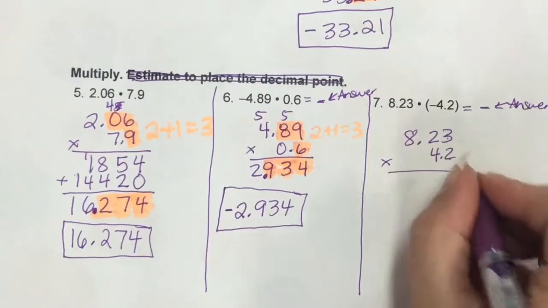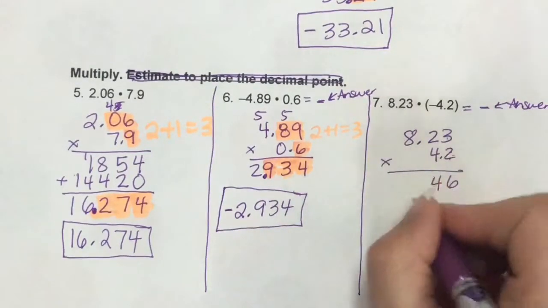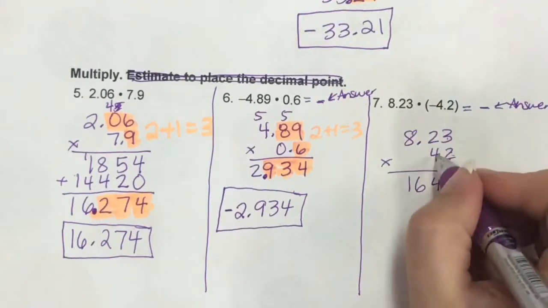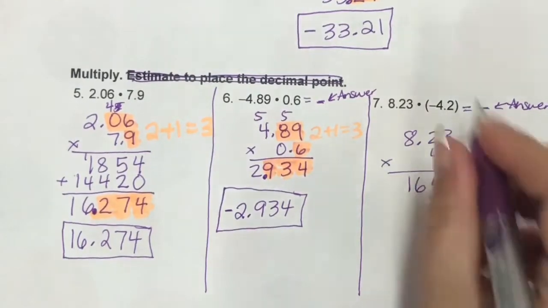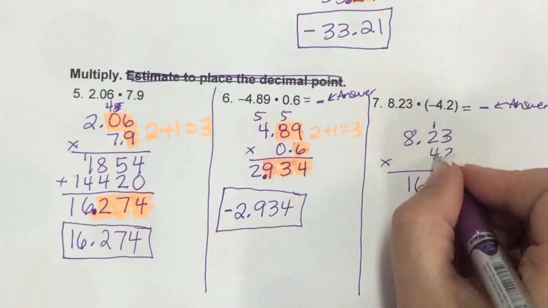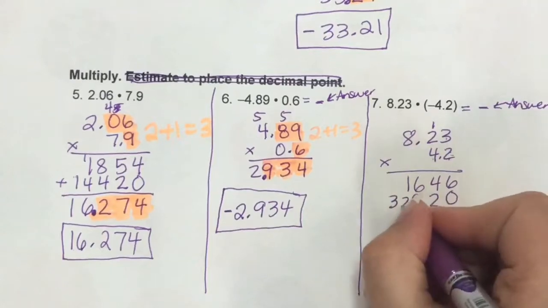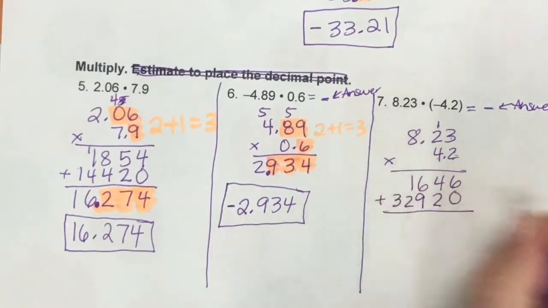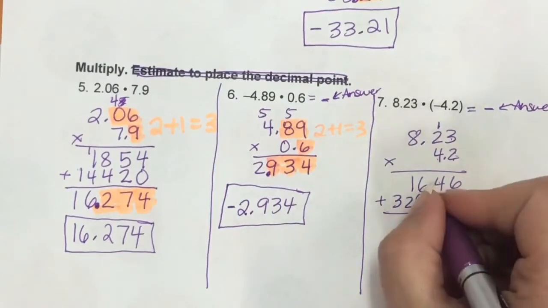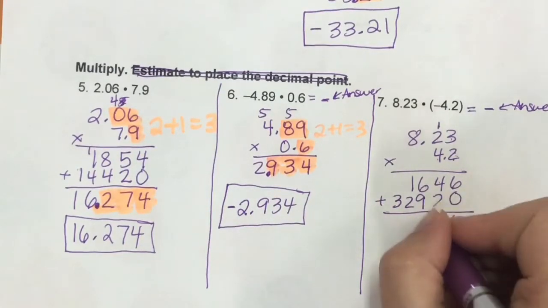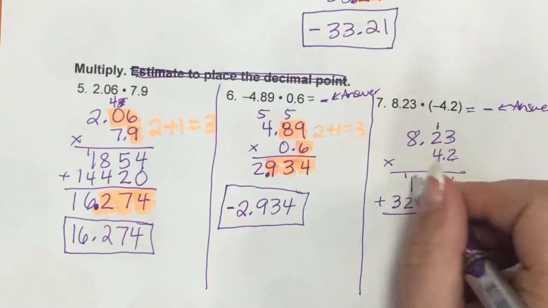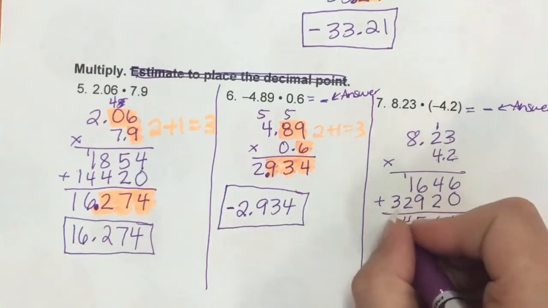2 times 3 is 6. 2 times 2 is 4. 2 times 8 is 16. We're going to the tens place, so I need to put a 0 in that ones place. 4 times 3 is 12. Write the 2, carry the 1. 4 times 2 is 8, plus 1 is 9. 4 times 8 is 32. And then we add. 6 plus 0 is 6. 4 plus 2 is 6. 6 plus 9 is 15. Write the 5, carry the 1. 2 plus 1 is 3, plus 1 is 4, and then 3.